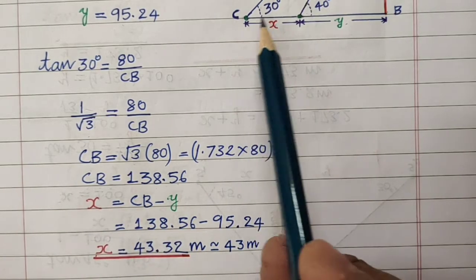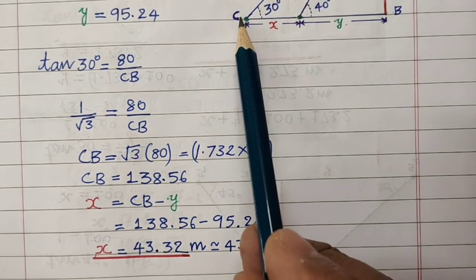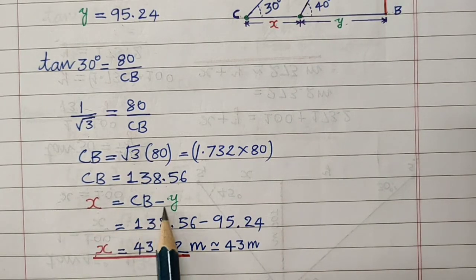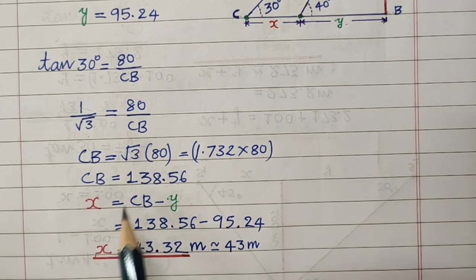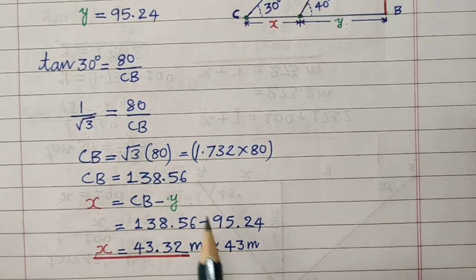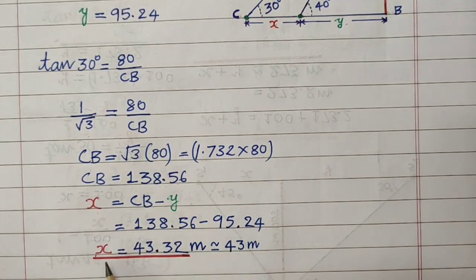X is equal to CB minus y. CB minus this, you get x. Therefore x is equal to CB minus y. CB is 138.56 minus y, which we have calculated as 95.24. Then x is equal to 43.32 meters, that is, nearest to the meter, 43 meters. This is the distance between the two ships.